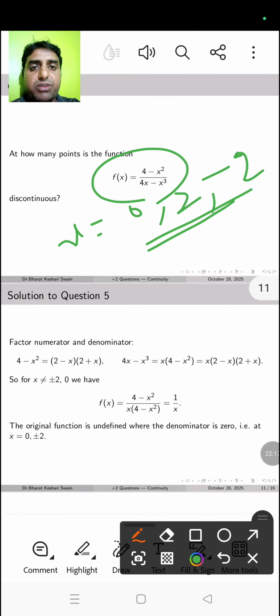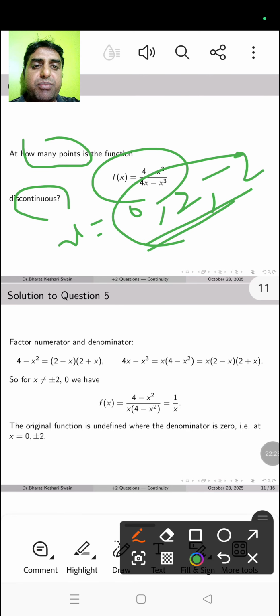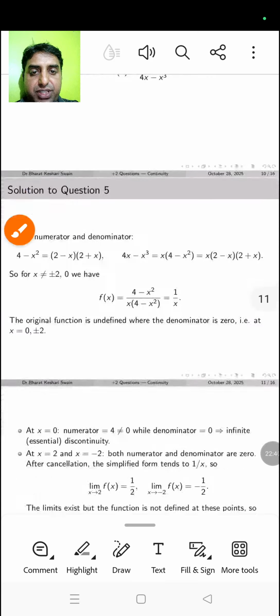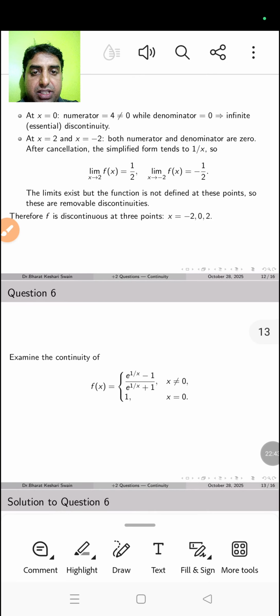So that was our question. How many points are there where the function is discontinuous? Therefore, there are 3 points where the function is discontinuous: 0 and plus minus 2. Understood? Clear? Now come to the next question, question number 6.